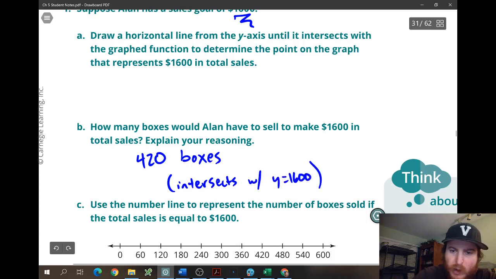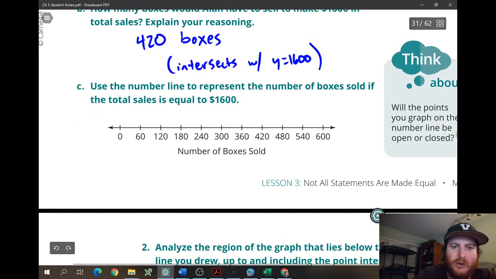So it intersects with y equals 1,600 at 420. Okay. So using the number line, represent the number of boxes sold if the total sales is equal to 1,600. So it's 420, so we're just going to put a point at 420. I like to put mine above. So we're just going to put a point there at 420. Okay. And that's how we do that. So that represents basically, x is equal to 420 boxes.